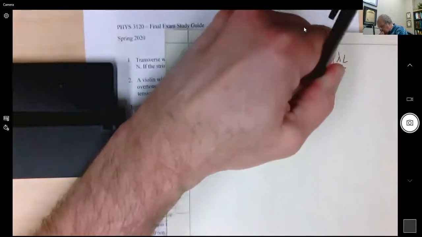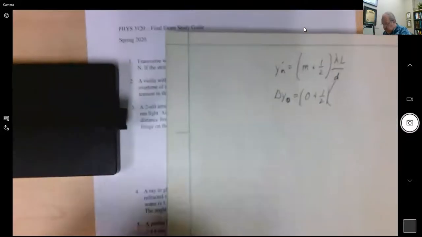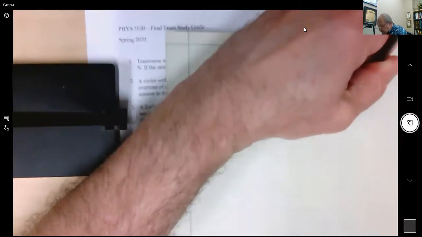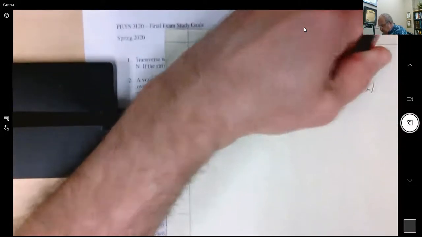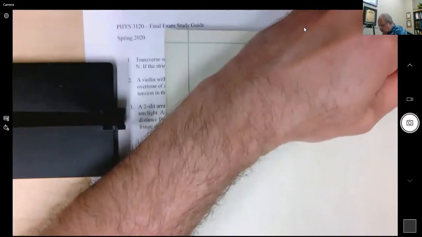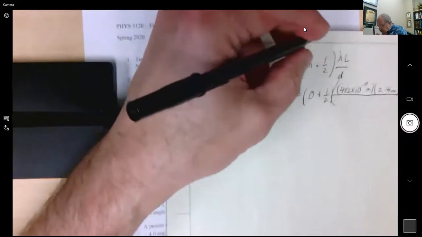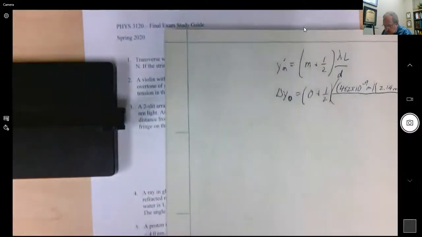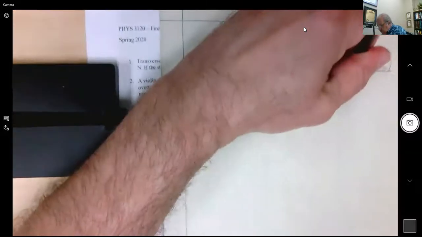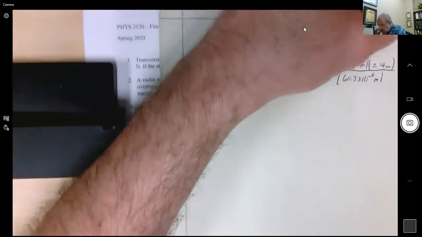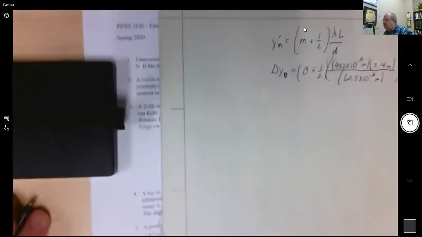So I just plug in 0 plus 1/2 times lambda, which is 482 nanometers. So I take 482 times 10 to the negative 9th meters. My length is 2.14 meters. And then my distance between the slits, I have to look, is 60.3 microns, which is 60.3 times 10 to the negative 6 meters. Okay, so I plug this all in my calculator.